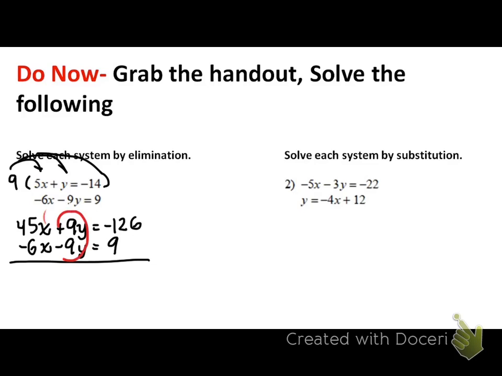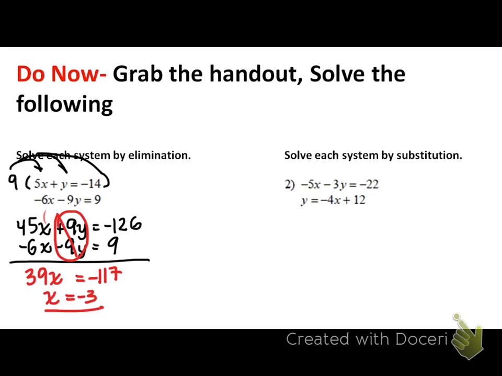Canceling out my 9y's, it's going to be this. 45 minus 6 is going to give me 39. Negative 126 plus 9 is going to give me negative 117. Dividing both sides by 39, we're going to get x is equal to negative 3.